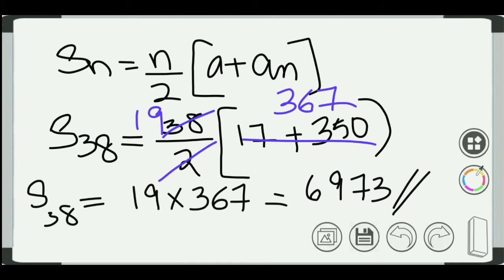6973. This is your answer, sum. So you can conclude this answer as: thus this AP contains 38 terms and the sum of terms of this AP is 6973. Now the seventh one.